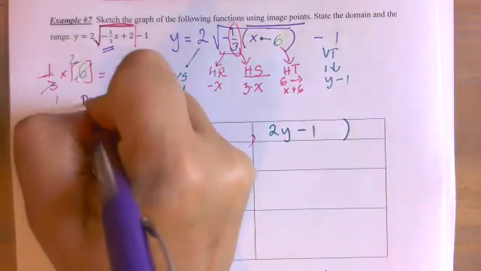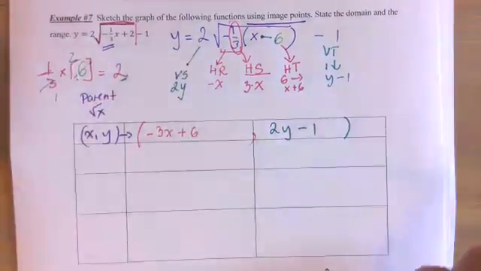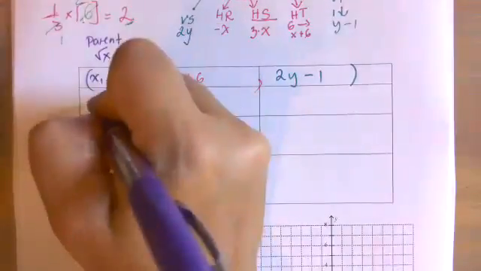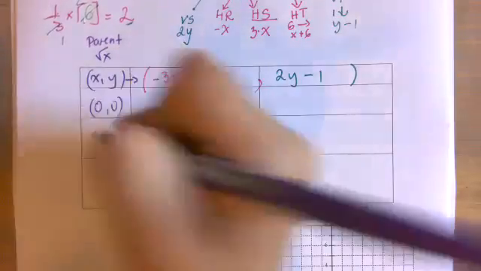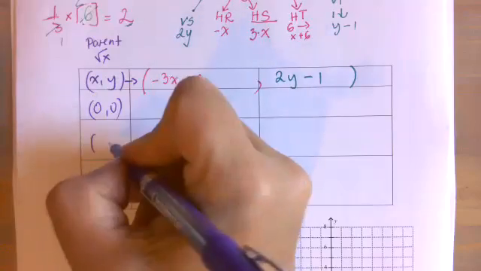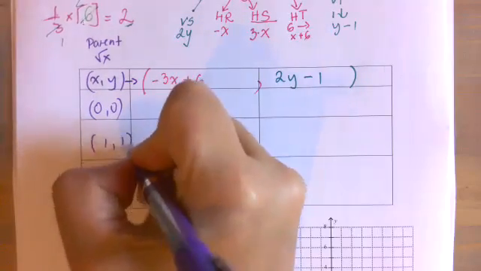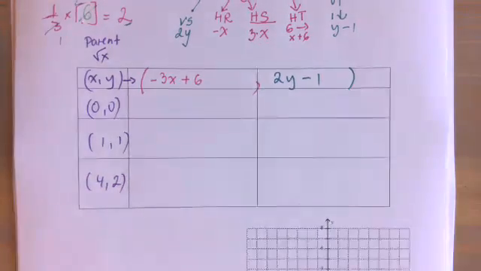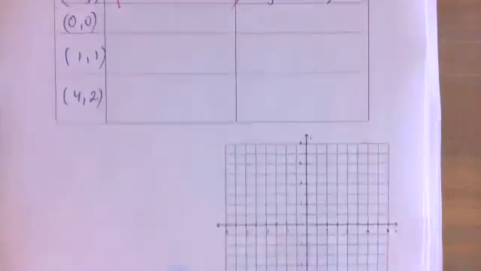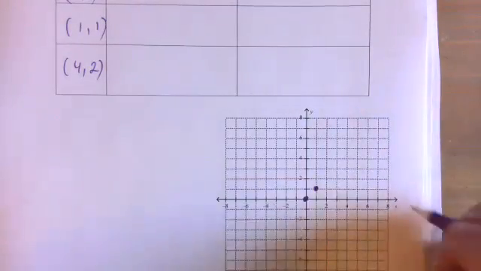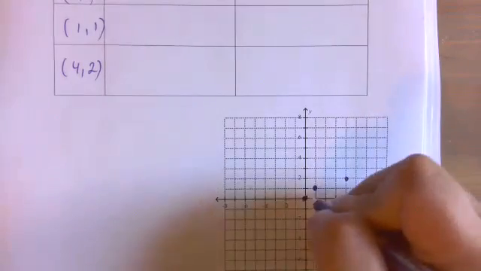So our parent function, we said it's square root of x. We know the points for the swoosh graph. We already worked with it extensively today. 0, 0, and then it's 1, 1, and then it's 4, 2. Let's skip the graph and sketch the swoosh as well. 0, 0, 1, 1, 4, 2.